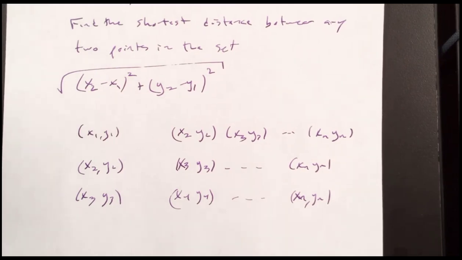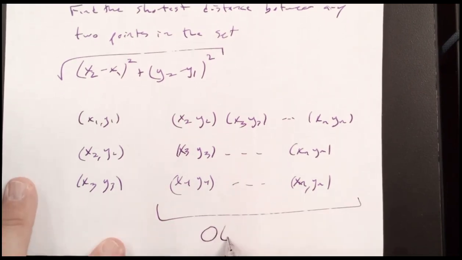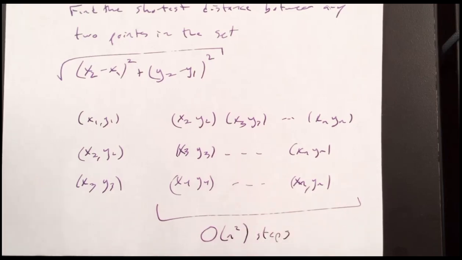How complex is this? It's the same complexity as that multiplication process. There are going to be big O of n squared steps here. N minus 1 times n over 2 times 6. That's big O of n squared.